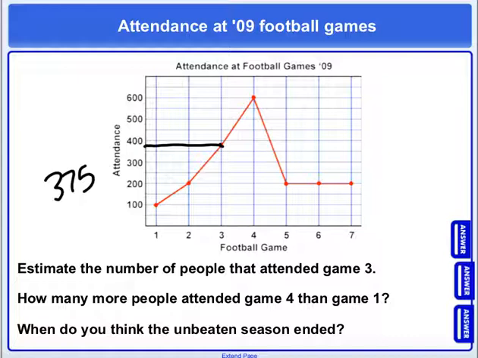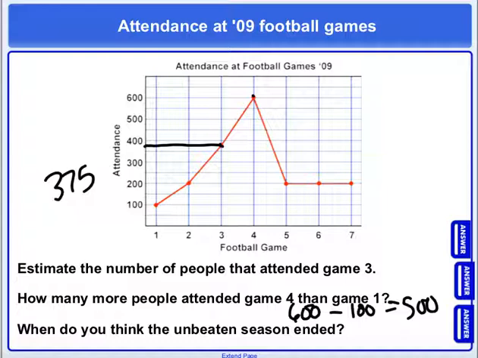How many more people attended game 4 than game 1? Well, we need to know each of those things. Game 1 looks like it had 100 people, whereas game 4 was this big peak and we had 600 people. So the difference would be 500.